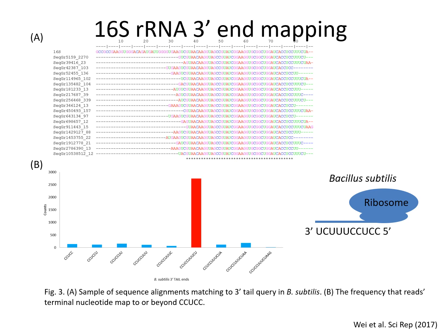So, using this approach, here we show what the 16S ribosomal RNA anti-SD tail sequence looks like in Bacillus subtilis. As you can see in panel B, there is pretty convincing evidence that the red bar here represents the mature anti-SD tail sequence in this species.